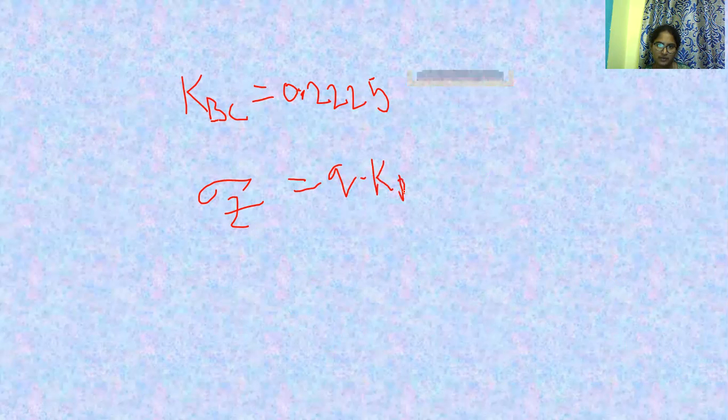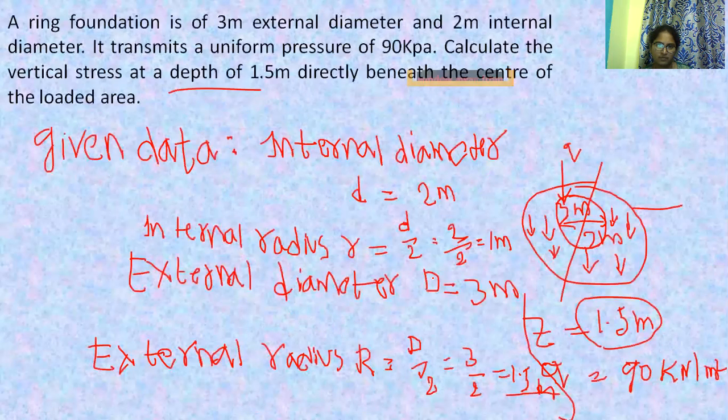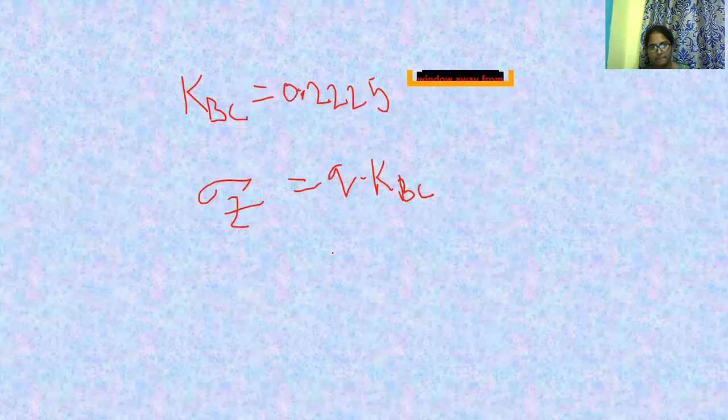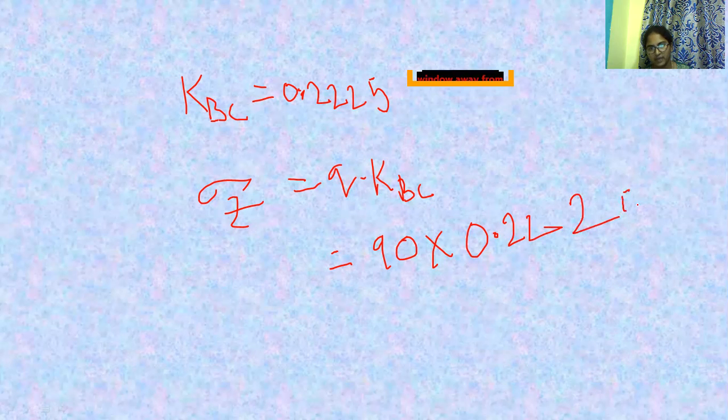What is the value of q? That is the load, q is equal to 90, into 0.2225, that is equal to 20.02. Units are very important, otherwise marks will be deducted. The unit is kilonewton per meter square.